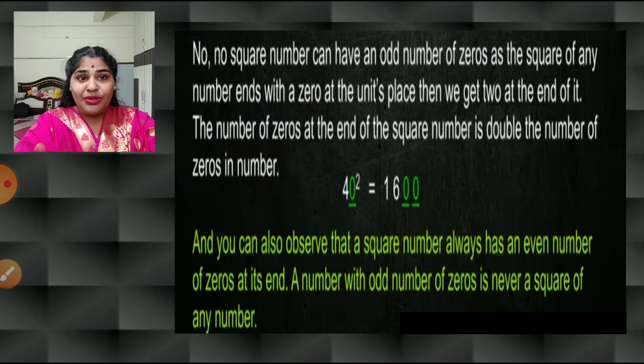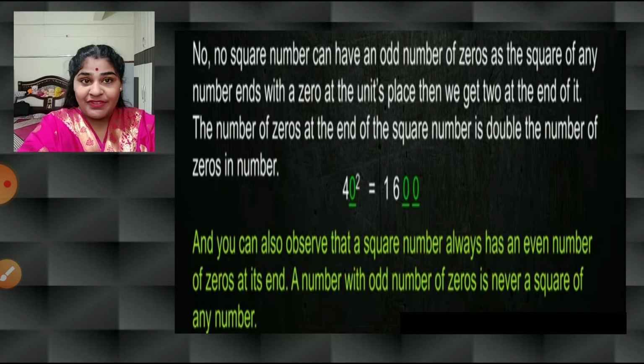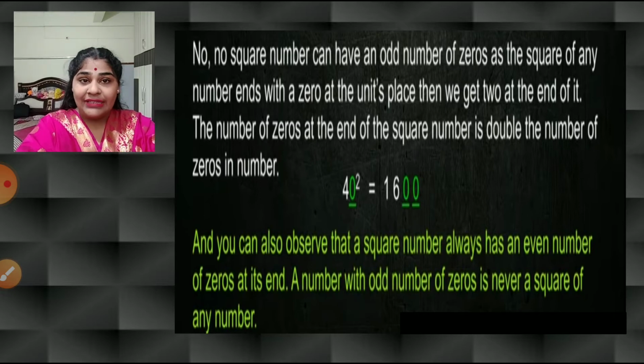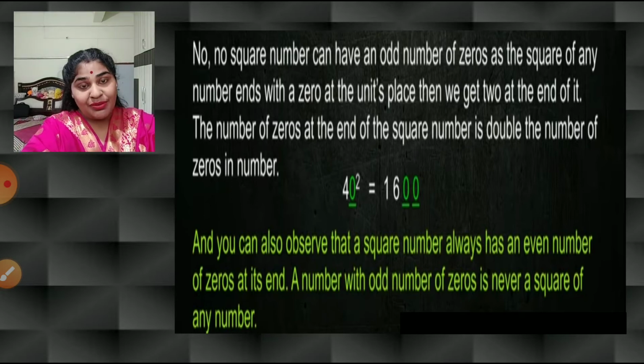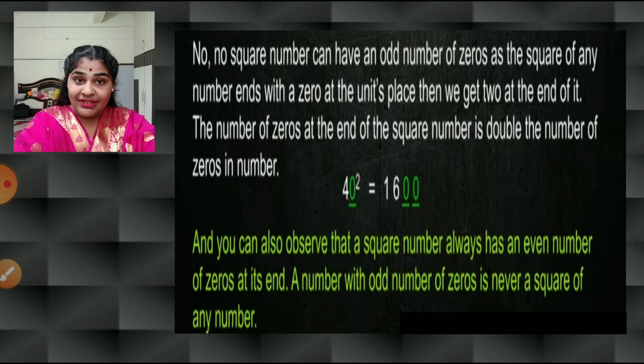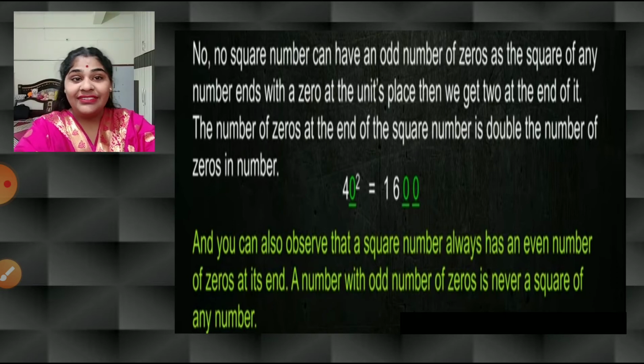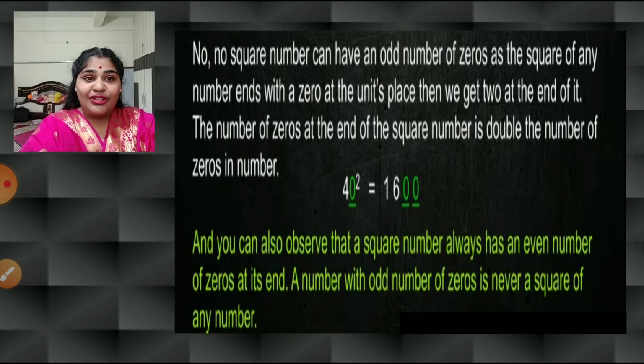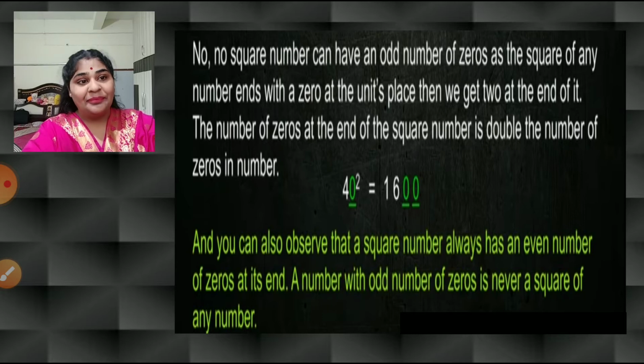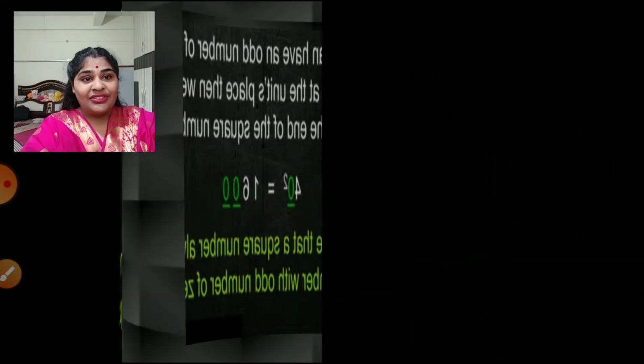No square number can have an odd number of zeros. There will always be an even number of zeros. So if there is 1 zero in the number, its square will have 2 zeros. If the number has 3 zeros, its square will have 6 zeros. So you can also observe that a square number always has an even number of zeros at the end. So this was one property.